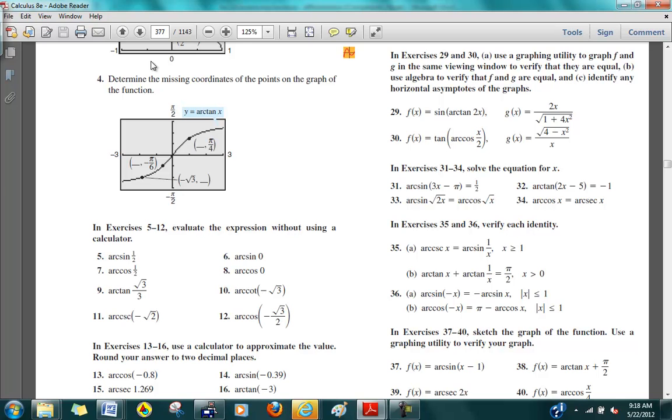There we go. Arctangent of root 3 over 3 without a calculator. So you need to dig into your friend's table and get me an answer out of there. Henry, don't yell out the answer, okay?